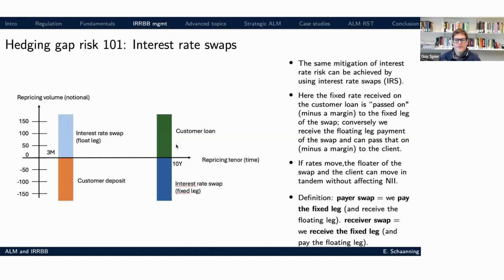And if rates now go down, in this case where we pay the fixed leg, we still pay the same fixed amount, but we will receive less on the floating leg. So the net present value of the swap has gone down. We've made a loss. Conversely, if rates go up, we still pay the same fixed amount, but we will receive more on the floating leg. So we've made a gain.